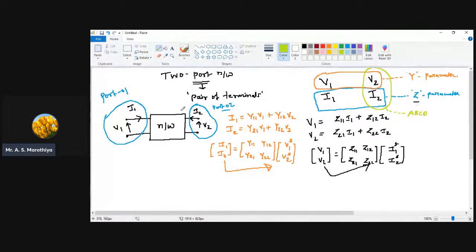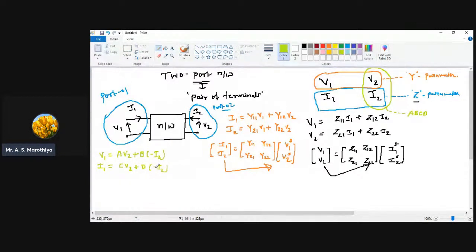Now how to write the equation for that? So I'm writing that equation over here. I can write v1 is going to be equal to A into v2 plus B into minus I2. Now this point you have to remember, minus I2. Why we have taken minus, I'm going to tell you, but you have to remember that while writing the expression for ABCD, we need to take current as minus I2. In the same way, we can also define I1 is going to be equal to C into V2 plus D into minus I2.